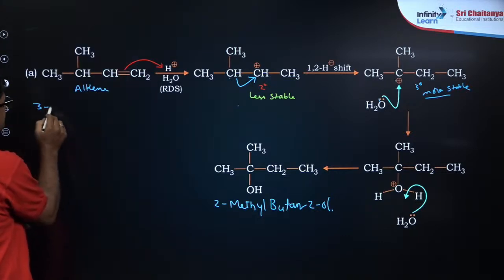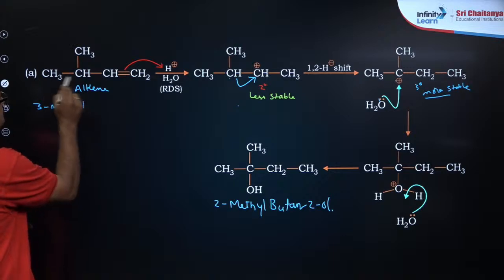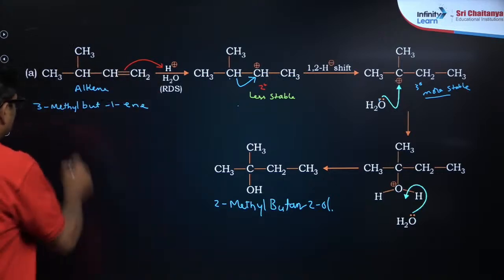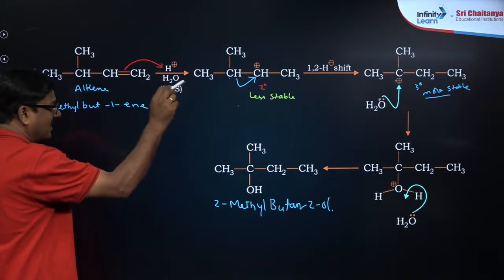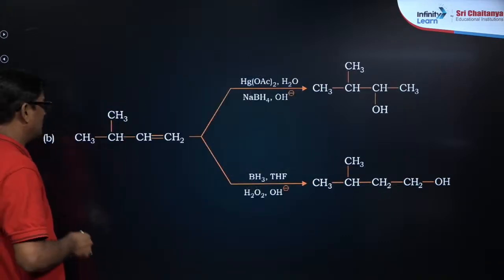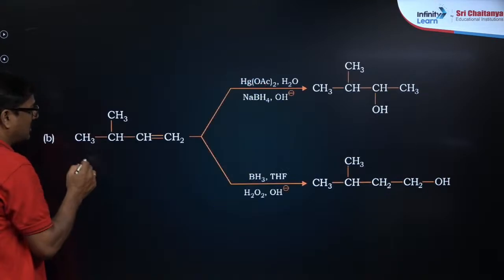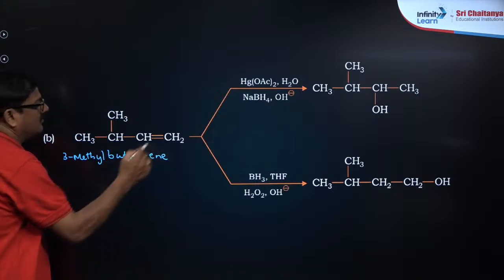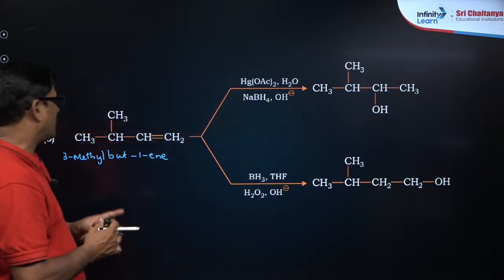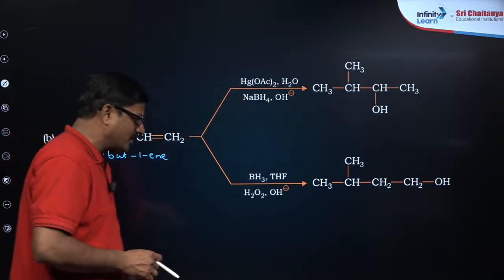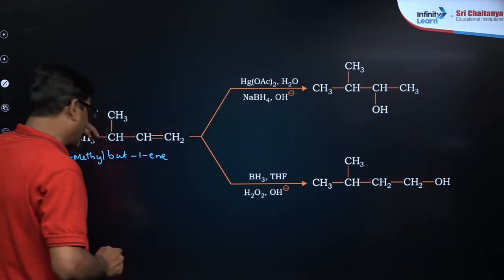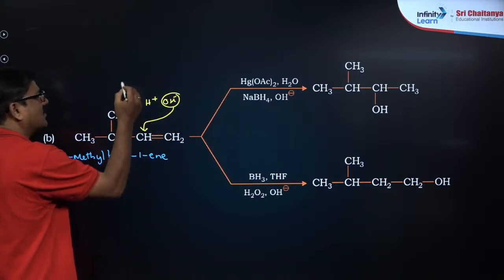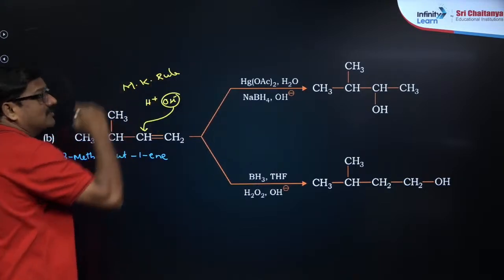3-methyl but-1-ene, right? Now अगले वाला, so 3-methyl but-1-ene acid catalyzed hydration के हिसाब से rearrangement किया, whereas the same alkene 3-methyl but-1-ene, when it is treated with HgOAc, simply add water molecule according to Markovnikov rule. What is Markovnikov rule? So that you can say water means H plus and OH minus, negative part of the reagent attaches, that is called Markovnikov rule.